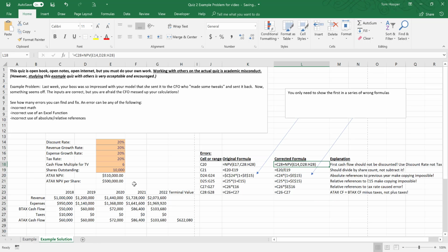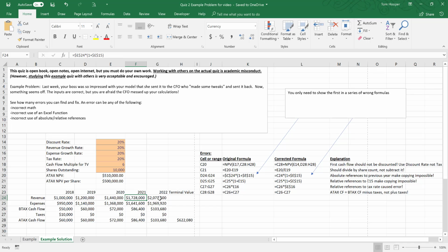So moving back over, other errors that I found, besides the two we looked at on the previous page, this is an important one. I see this in homework all the time. Too many absolute references. If we look at this range D24 through G24, actually all the calculations are correct. Any given year is taking the previous year times 1 plus the revenue growth rate. And that's correct in every single year. So the answers are not wrong.